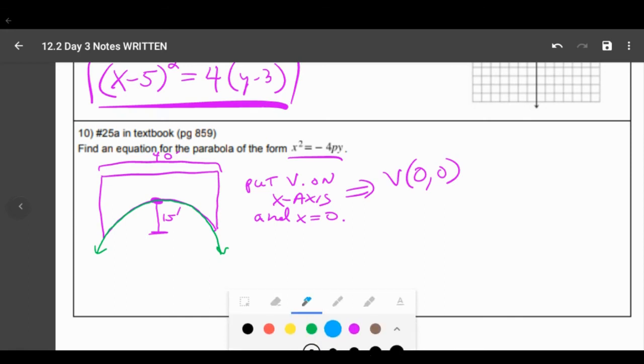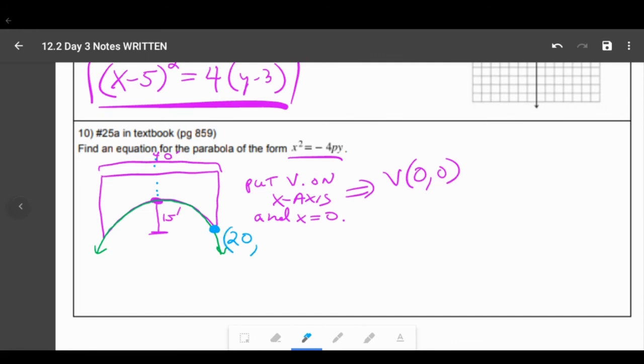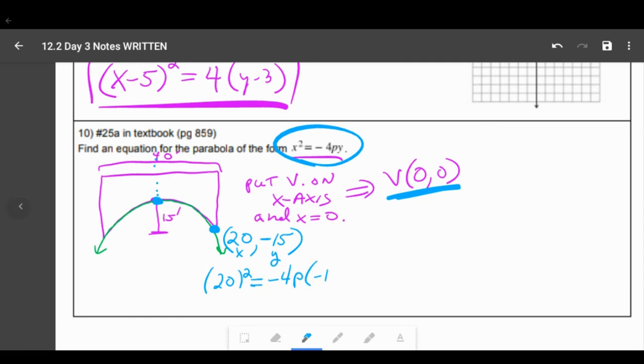All right? So what I'm going to do is, based on the information given to me, I can find a point that's on that parabola, right? Because if this whole thing was 40 and it gets cut in half because of the symmetry, right? Cut that in half. I know this coordinate is going to be 20 spaces to the right, because remember, the vertex is at 0, 0. Okay, so it's 20 spaces to the right, and I'm going down 15 spots. So what I know then is I can take that coordinate, this is my x, and this is my y, and I can just plug it into this equation. So I know that I have 20 squared equals negative 4p times negative 15.